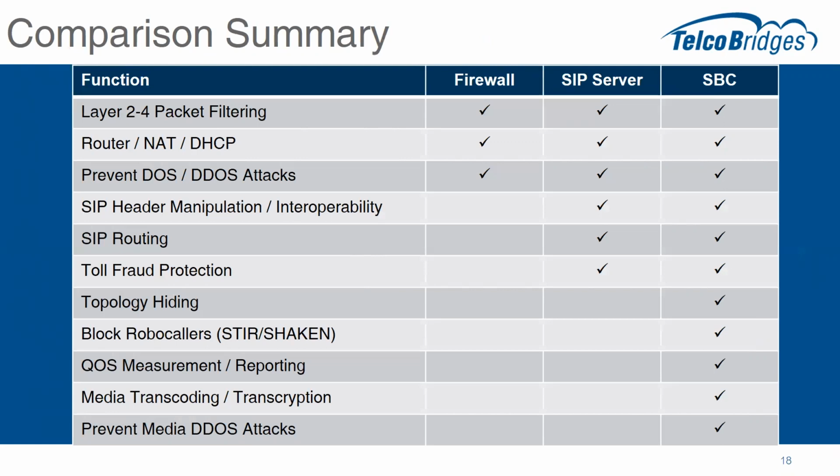They can do some toll fraud protection, for example creating blacklists, protecting against dialing to international numbers and these kinds of things. But when it gets to topology hiding for media, for example, and moving on to blocking robocallers, QoS management, transcoding and transcription, and media DDoS attacks, a session border controller is required for all these things. So this is really a quick summary of the differences between them.